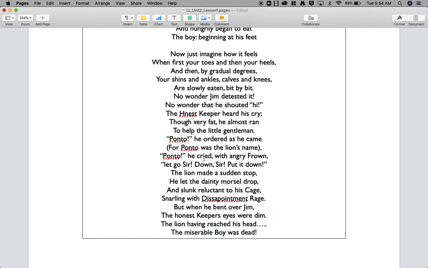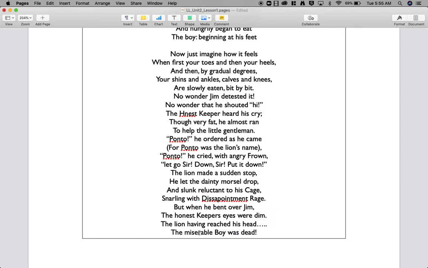"Ponto!" he cried with angry frown. "Let go, sir! Down, sir! Put it down!" The lion made a sudden stop. He let the dainty morsel drop, and slunk reluctant to his cage, snarling with disappointment rage. But when he bent over Jim, the honest keeper's eyes were dim, the lion having reached his head.